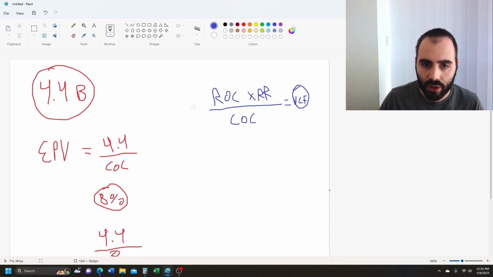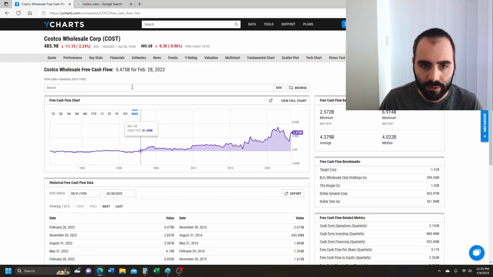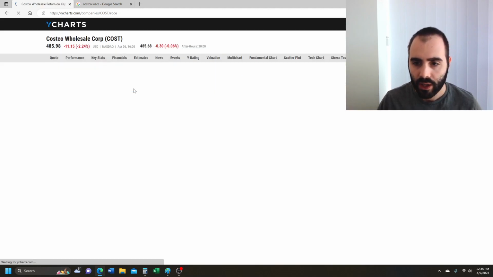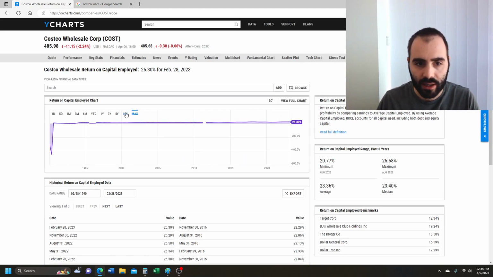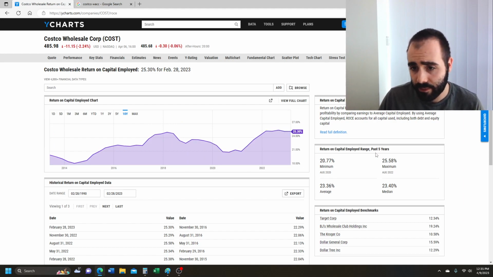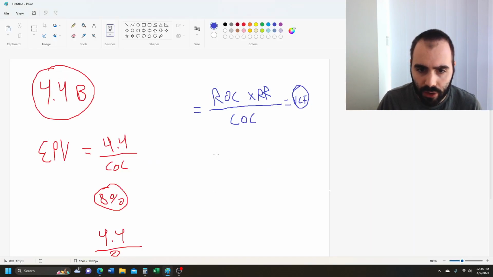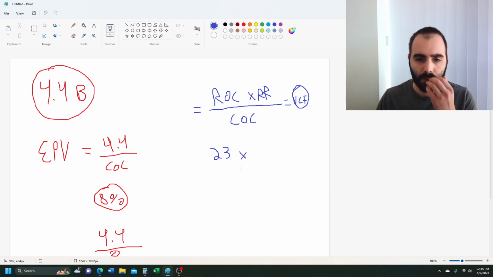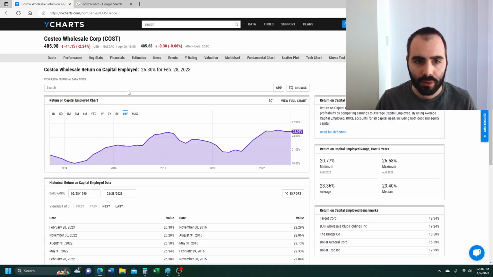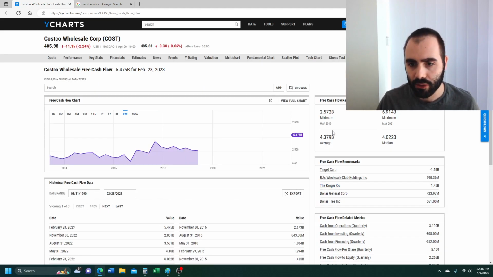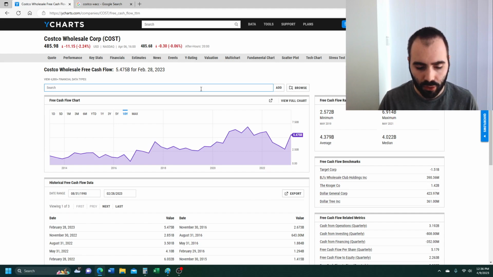So the return on capital on Costco we'll have to figure out. If we look at, for example, the return on capital employed, we can see that over the last 5 years, it's about 24% per year. Let's just say 23. So we can say here that the return on capital is 23%. Now we have to figure out what the retention ratio is. What I like to do to figure out the retention ratio is I like to see what the sustainable free cash flows are. In this case, we said it was 4.4 billion, and subtract the total dividends paid.